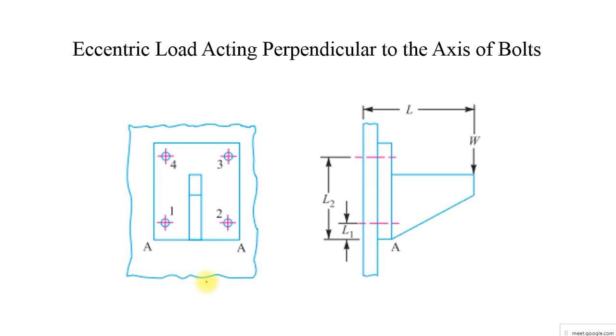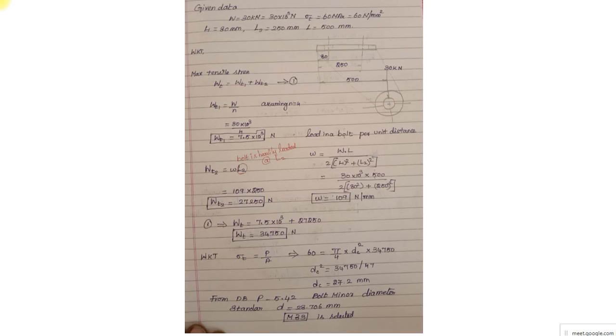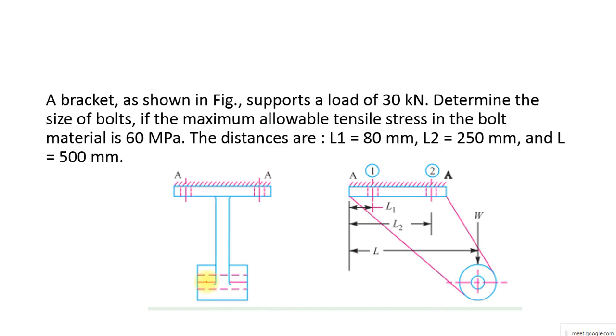Now let us get into the problem directly. This is problem number 1. A bracket as shown in the figure supports a load of 30 kilonewton. So the load here is 30 kilonewton. Determine the size of the bolt. They ask me to find out the DC, the core diameter, or it can be called the minor diameter. I need to find out the minor diameter of the bolt.